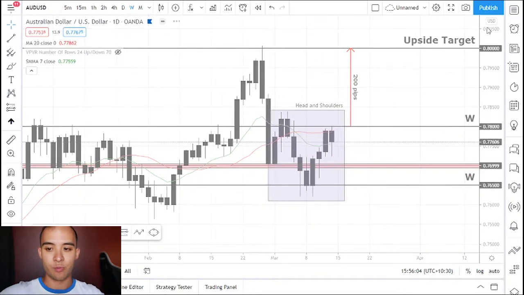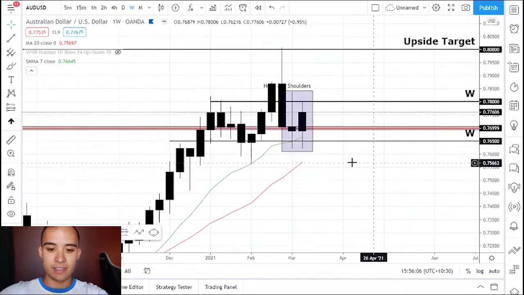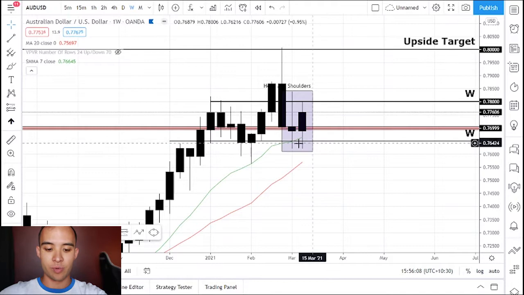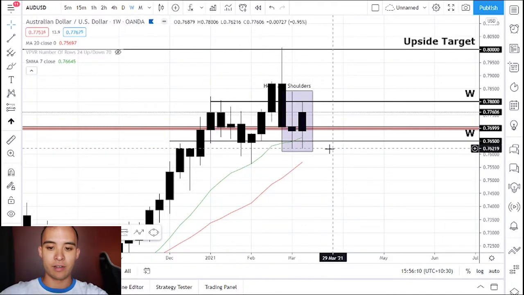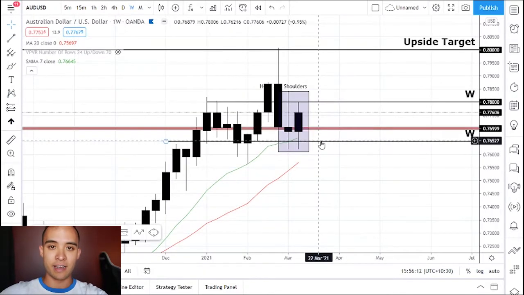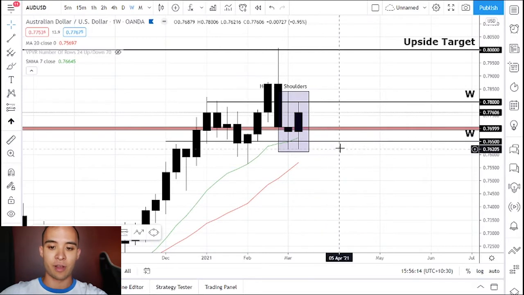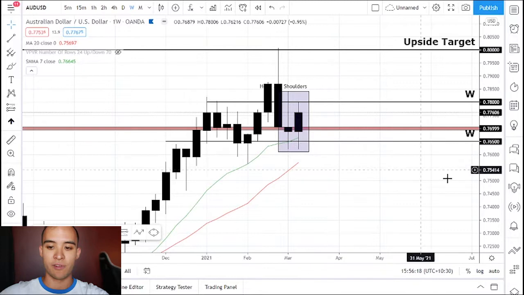So if we go over to the weekly, then you will clearly see here, this is where the rejections were. This is where price couldn't break down. So this for me is a key level because it is on a larger time frame, so it holds more power and significance than the key levels on the smaller time frames.